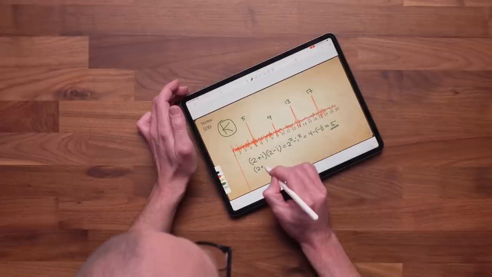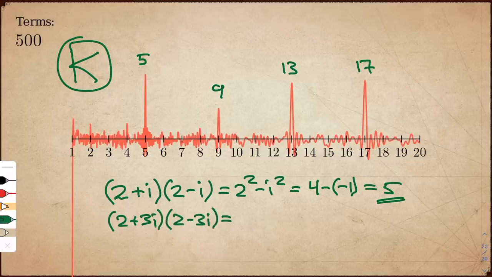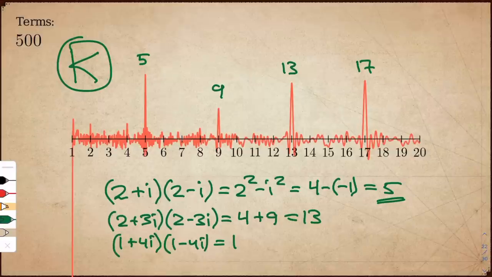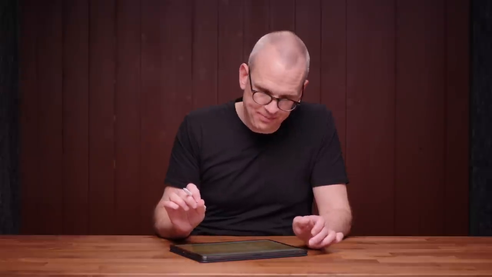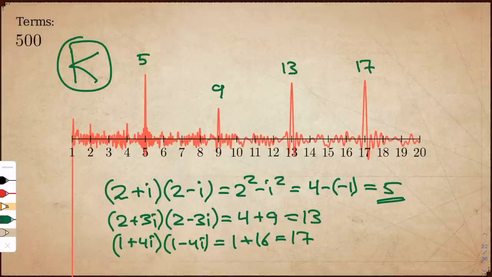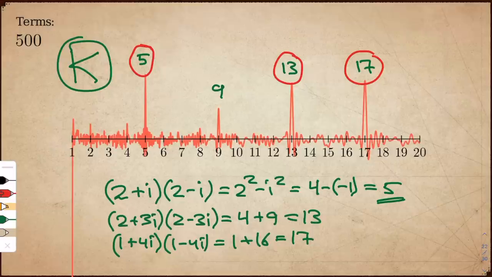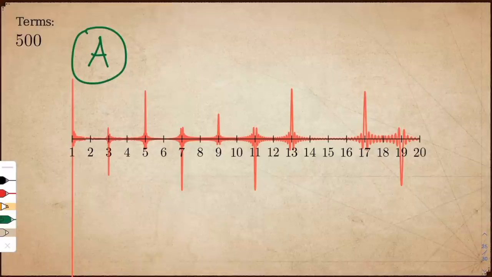Similarly, we can compute 2 plus 3i times 2 minus 3i, and that is 13. 1 plus 4i times 1 minus 4i turns out to be 17. So what the L function of K tells you, or rather the spectrum of the L function, is that certain primes decompose or factor in the world of Gaussian integers. For A, we have these spikes, and I leave it to you to think about what this could mean.